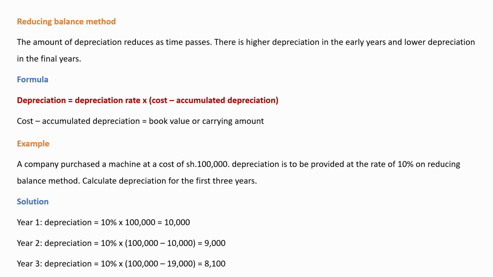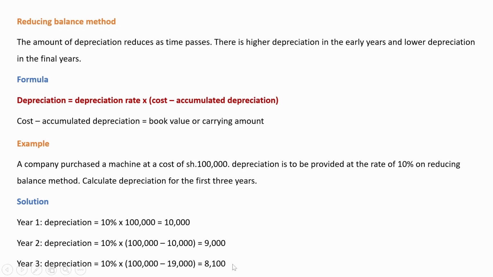So when you go to the second year, now that you have previous depreciation, that is for year 1, you're going to change a bit. You're going to take the depreciation rate multiplied by, in brackets, original cost of the asset minus the previous depreciation. We only have depreciation for 1 year, which is 10,000. So when you deduct 10 from 100, you get 90. And then you take 10% of 90, it gives you 9,000. That will be depreciation for year 2.